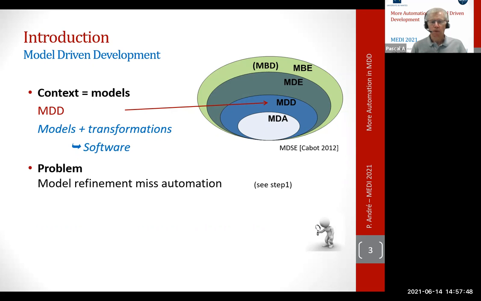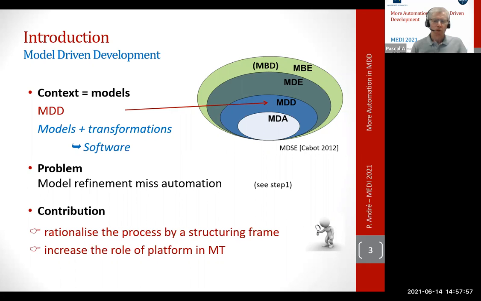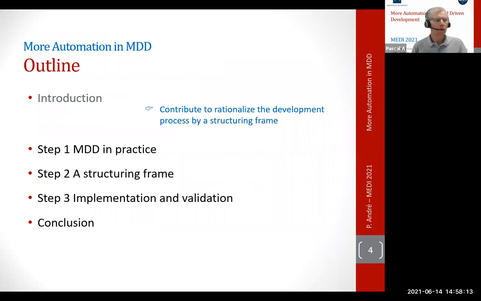As we will show later, one problem is that model refinement misses automation. In this paper, our contribution is to rationalize the process by structuring frame to increase the role of platform in model transformation. This presentation is organized in 3 steps. In step 1, we overview MDD practice and issues, for which we propose a structuring frame in step 2. Step 3 will discuss implementation issues and validation. Then I will conclude.